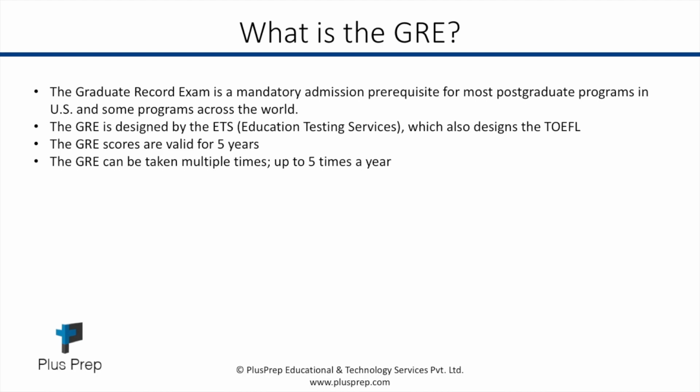The GRE is designed by ETS, Education Testing Services. They also test another test, the TOEFL, which is an essential English language test for everyone interested in going to the US. The GRE is valid for 5 years and you can take it multiple times. In fact, you can take it up to 5 times in a year, but we recommend that you limit it to about 2 times a year, mostly because it is an expensive test to take and also because it is essential to have a game plan before you take your first GRE attempt.